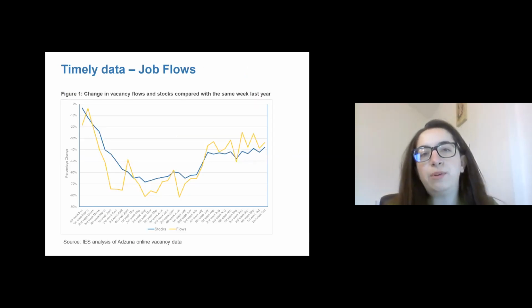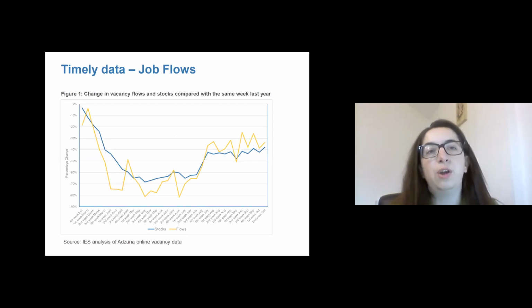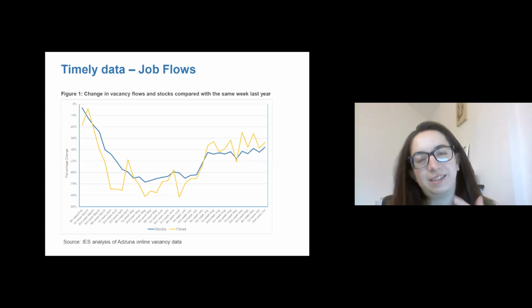So it is very important to have information on job flows, because apart from job stocks that give a very good picture of the market, job flows can give us a better understanding of the dynamics. So we have a completely different picture when we have low job stocks and low job flows, and when we have low job stocks and high job flows. Next slide, please.